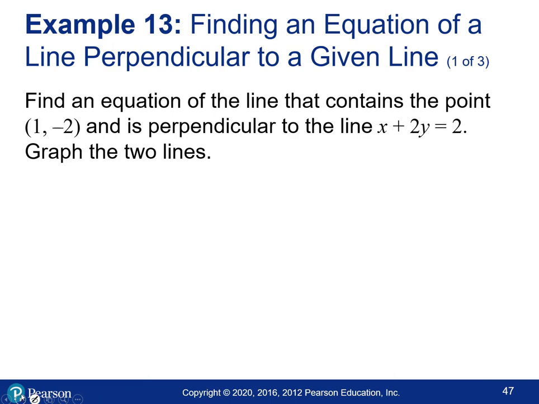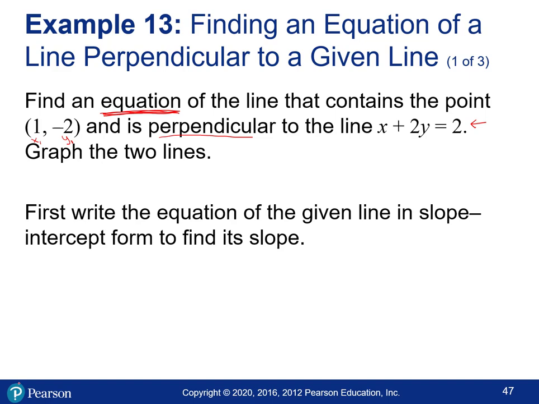So last example: find an equation of a line that contains the given point and is perpendicular to this line. Graph the two lines. We just did an example where we were finding an equation of a line, but it was parallel. So it's a very similar process. We have to choose which form of the equation we're going to use. We're going to plug in this point, x1, y1, and then we have to use the fact that for a perpendicular line, we need to find the slope of this line, then flip it over and put a negative, so we need the negative reciprocal of that slope.